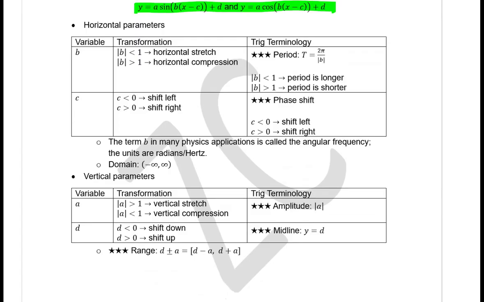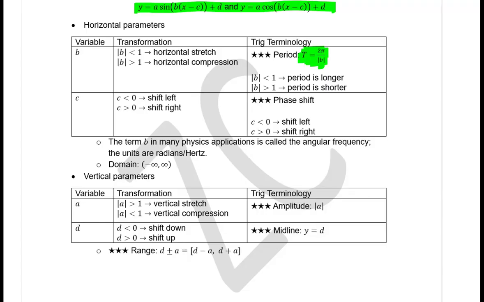Okay, so B, as I just said, has to do with horizontal stretch or compression. If absolute value of B is less than 1, it's a stretch. If you remember, absolute value of B greater than 1, it's a compression. So in terms of our new trig terminology, remember period, how long it takes for the function to repeat itself. The period is 2 pi over absolute value of b.